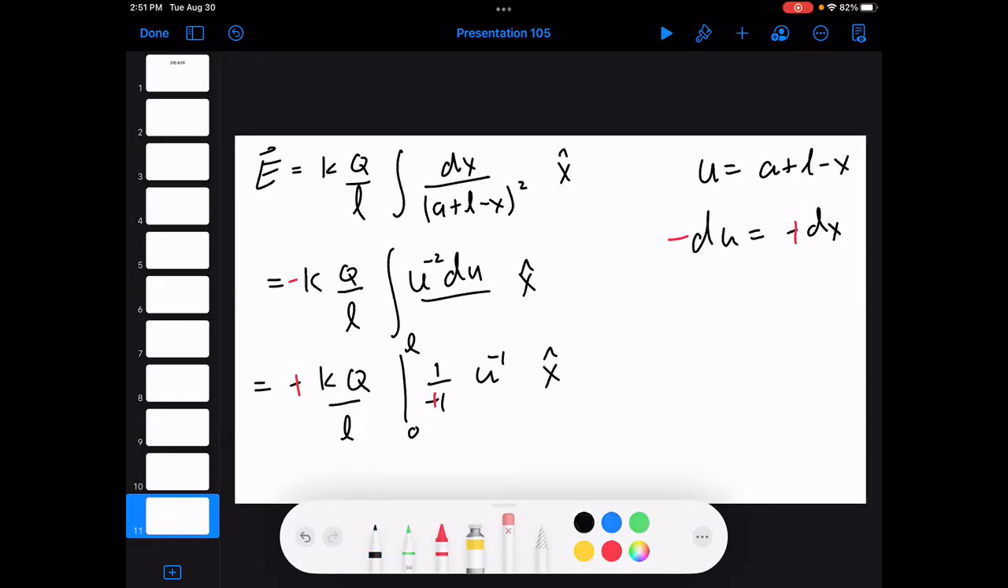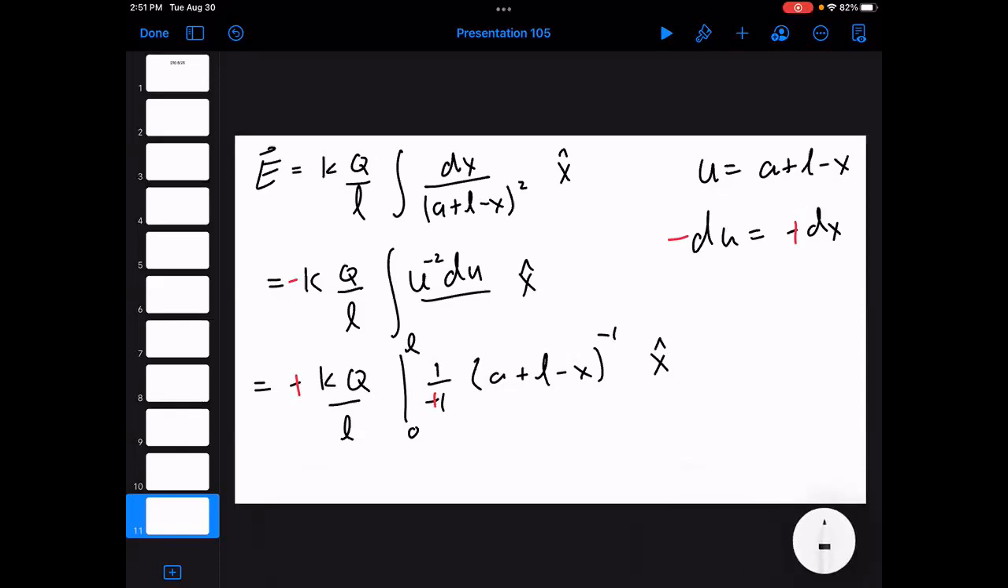Excellent. I'm also going to cheat a little bit by substituting in for my u. So I have that. And let's plug in stuff and see what happens. So I have kq over L out there. Then I have 1 over a plus L minus L, minus 1 over a plus L minus 0, all in the x hat direction.